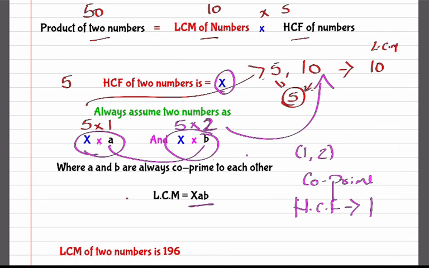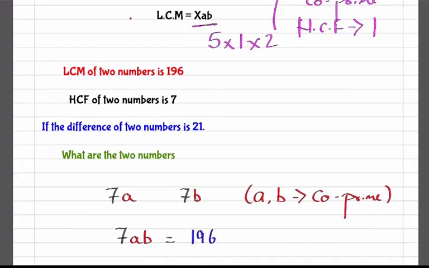So let's take an example. What is my X as per my example? 5. What is my A? It is 1. What is my B? It is 2. So 5 into 1 into 2 is nothing but my LCM. Check it. The LCM is 10. So just remember: the HCF of two numbers is X, one number is XA, the other number is XB, A and B are co-prime, and the LCM is given by XAB. So let's apply this property.